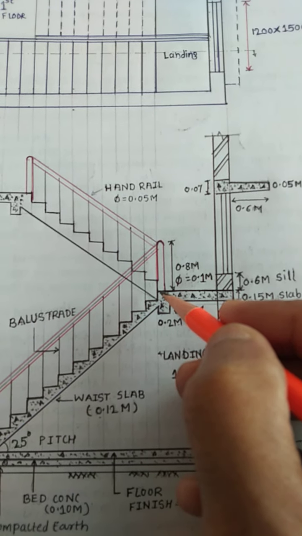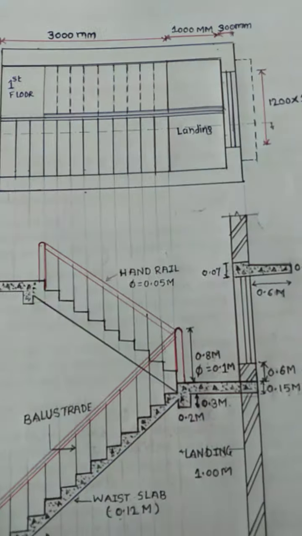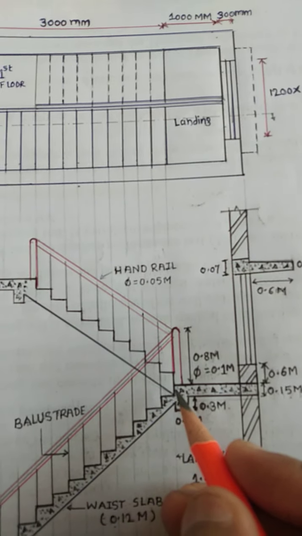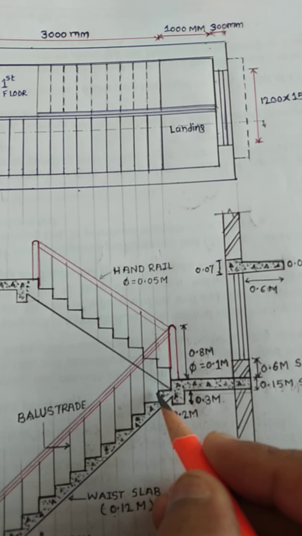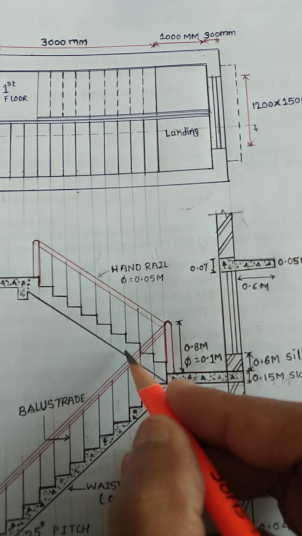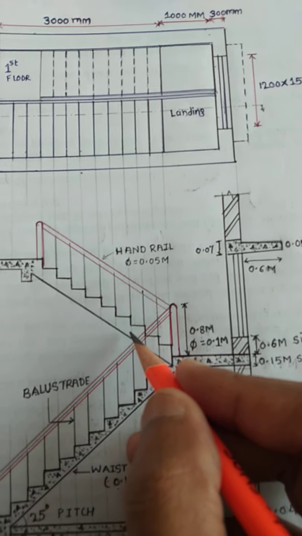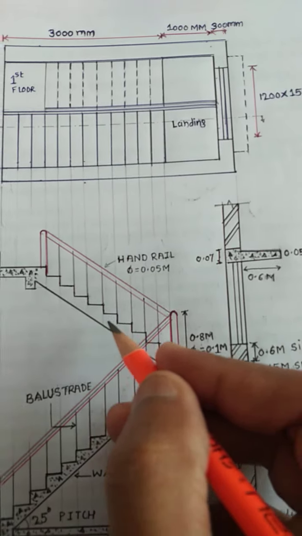Okay, then continue for the second flight. A similar procedure has been followed. Take a 25 degree angle, then the passage between the waist slab and the steps is 0.12. Okay, then draw the risers and the treads.